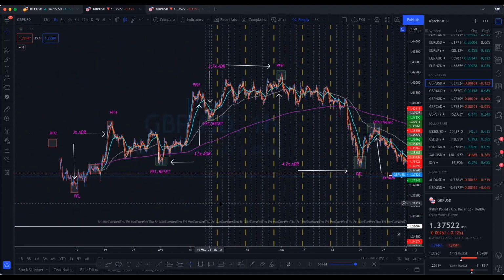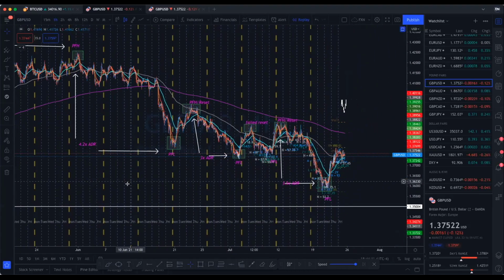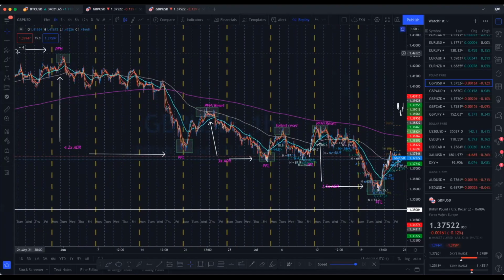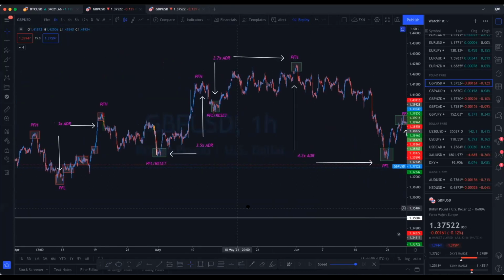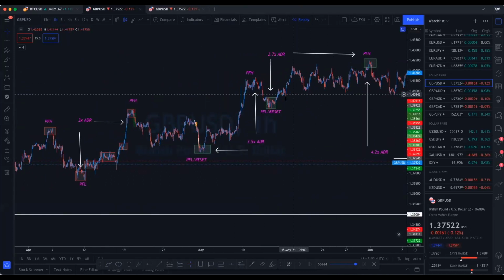You can always go all the way back up to the top here, and you can see how this works. So from this very top, this is the peak, you go down 4.2 times ADR, peak formation, you go back up, you don't make it anywhere near 3 times ADR. You come back down, you break the low, this is the full reset, you go down 3 times ADR, comes up, tries to reset, fails it, goes back up, fails it, and then actually makes it, and that's where we are now.